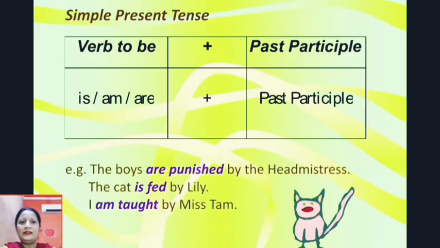For example, the boys are punished by the headmistress. Here, the boys is plural, so we use are punished here. The cat is fed by Lily. Is again used with singular. I am taught by Miss Tam. With I, we have used am.